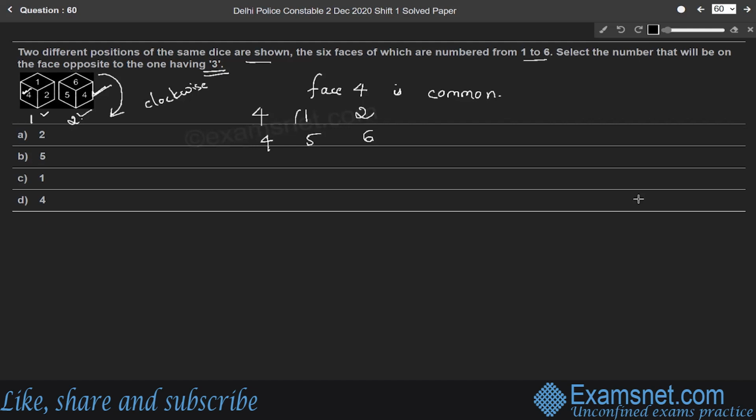Then 1 and 5 will be opposite to each other. 1 and 5 faces are opposite faces. Then 2 and 6 will be opposite faces. Here the only remaining number is 4, and 4 cannot be opposite to itself. So it has to be the remaining number, that is 3. Therefore, the number on the face opposite to the one having 3 is 4. Therefore, option D is the right answer.